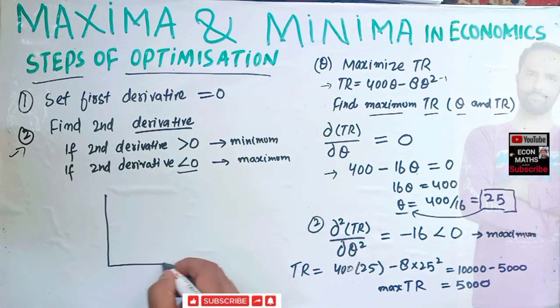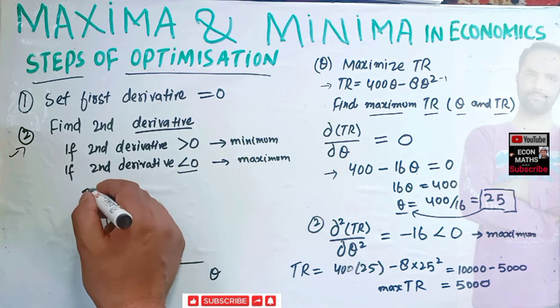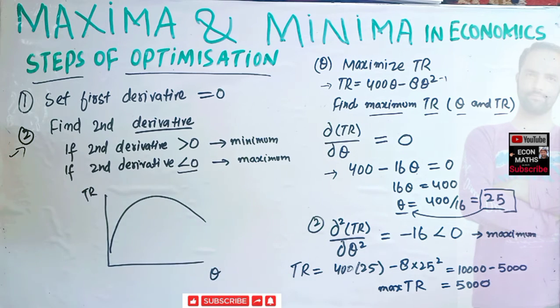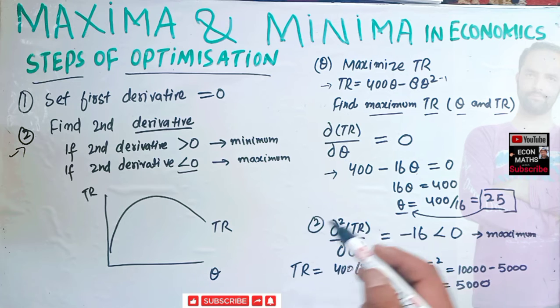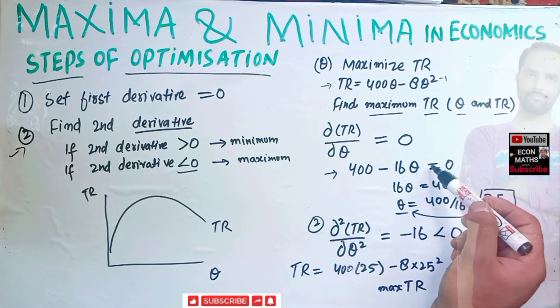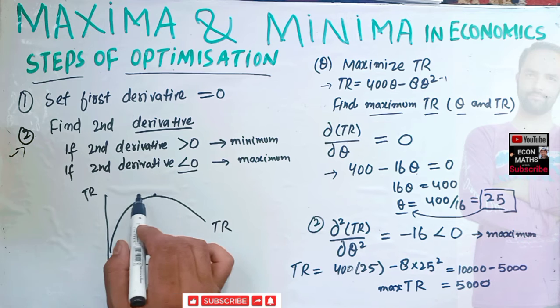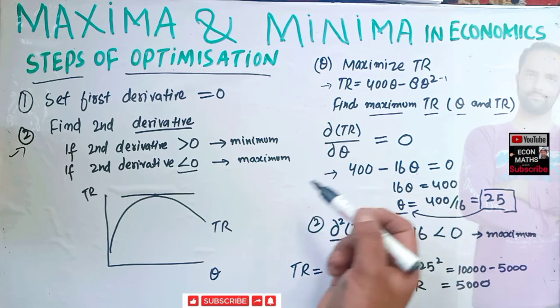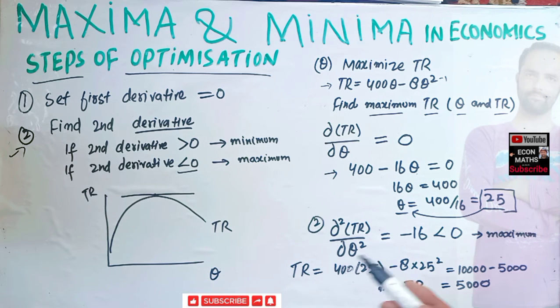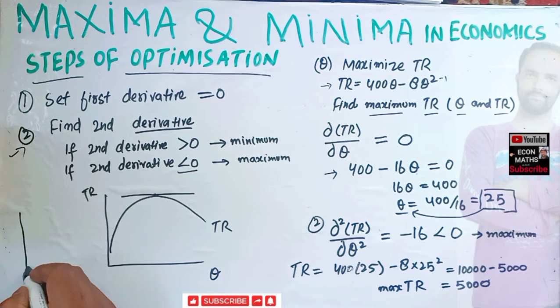And graphically, what does this mean? If we have quantity on this axis, total revenue on this axis, if this is our total revenue function. Now first derivative ensures that slope is equal to 0. When we find out first derivative and set it equal to 0, that means it is this point here. Simple thing, when we take the first derivative of total revenue, which is our marginal revenue, this gives us the slope. When we set slope equal to 0, we got the value of Q is equal to 25, and this could have been like this also.